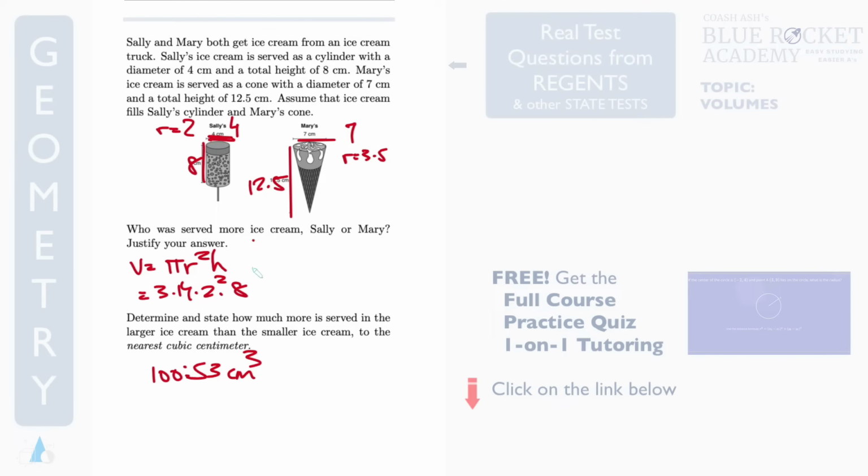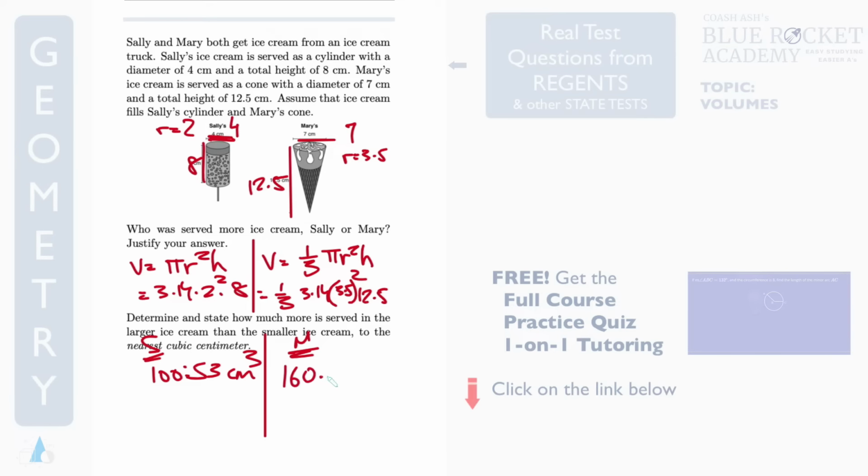So now what's the volume of a cone? Very easy. It's the same as the volume of a cylinder, but with a minor difference. It's pi r squared h, but with a one-third on top of it. So you're just going to write this as 1/3 times 3.14 times r, which is 3.5 squared, and then multiplied by 12.5. So when you evaluate this, the volume over here that Mary has, this is Sally, Mary is going to have a volume of 160.35 centimeter cubed.